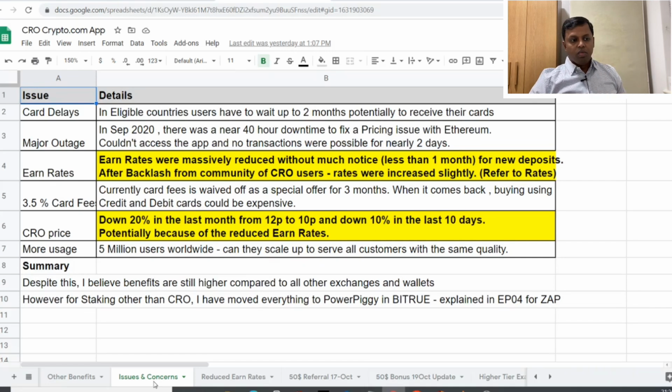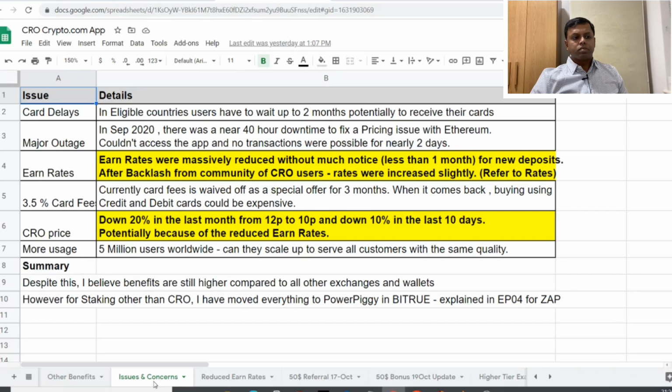They were constantly communicating what was happening, why they were down, what they are doing, and how they are keeping our crypto safe. And it was giving more confidence than loss of confidence, I would say, during the outage process. The biggest concern is the earn rates being reduced, and I'll cover it in a minute. But there was a lot of backlash from the community because of the rates being reduced. In fact, one of the biggest reasons for the CRO price going down is because of the earn rates getting reduced.